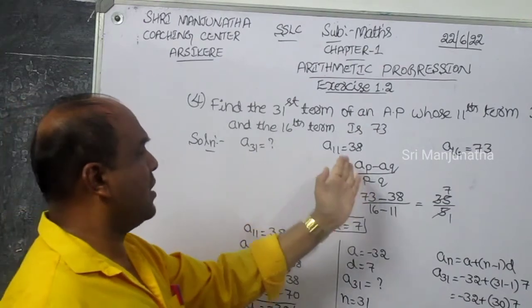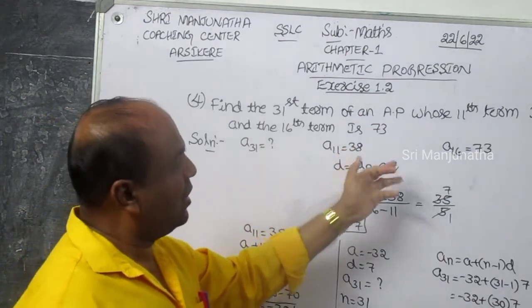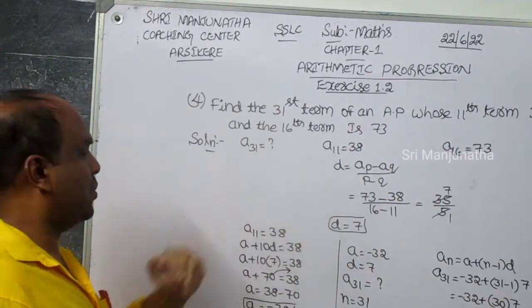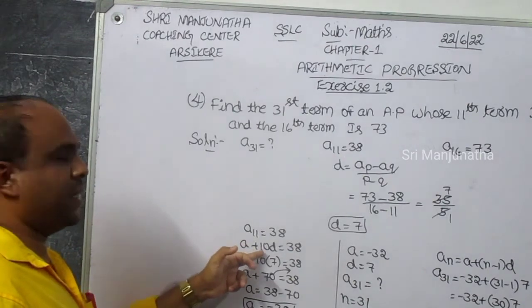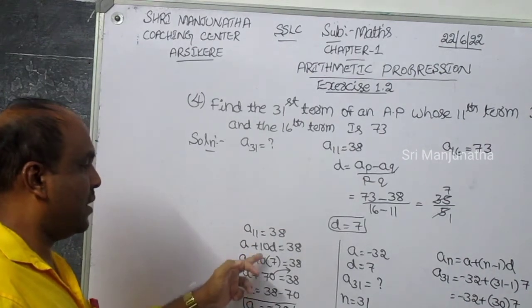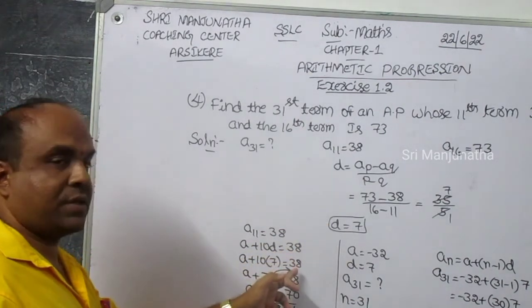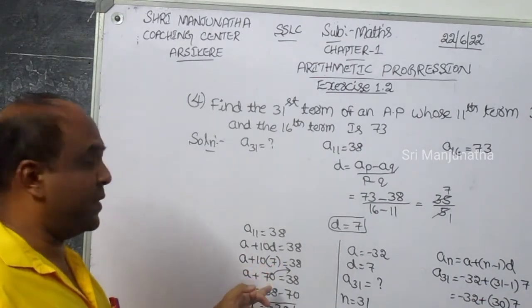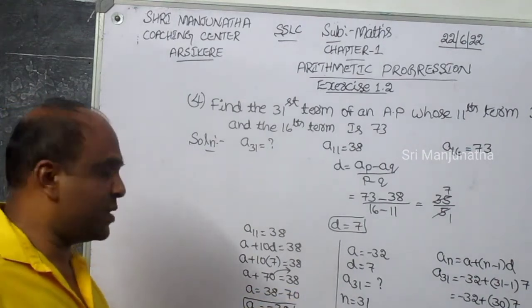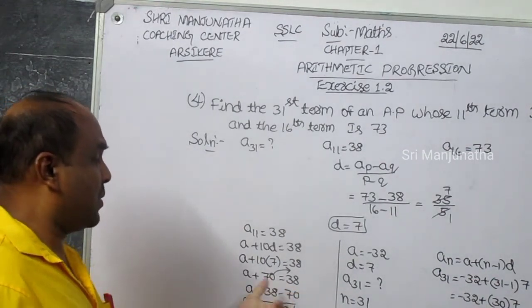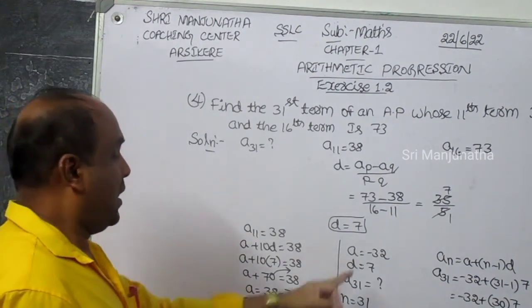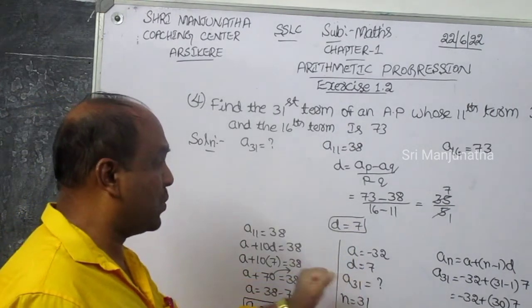You have to take either A11 equals 38 or A16 equals 73. I take the first one, A11 equals 38. A plus 10D is equal to 38. A plus 10 into the D value 7 equals 38. Then 10 sevens are 70. The 70 goes to the other side as minus 70. 38 minus 70 is not possible, so I have to subtract 70 minus 38. We get 32, and the bigger number's sign is minus. A is equal to minus 32, D is equal to 7.